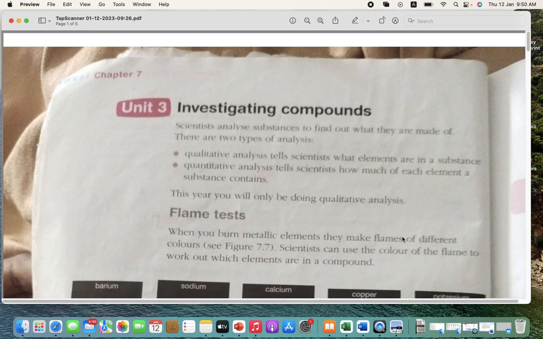Can you hear? Yes, I can hear. Investigating compounds.